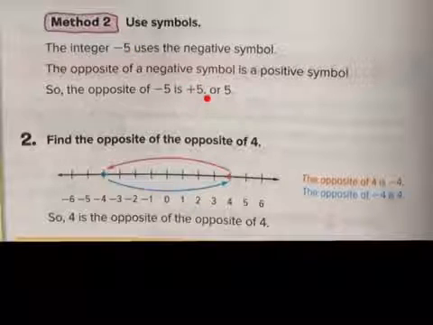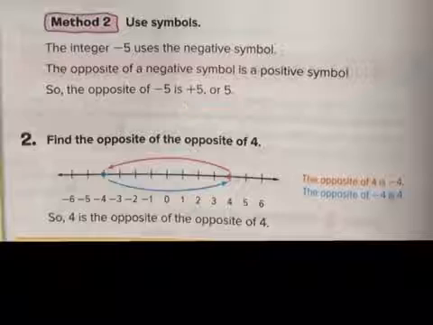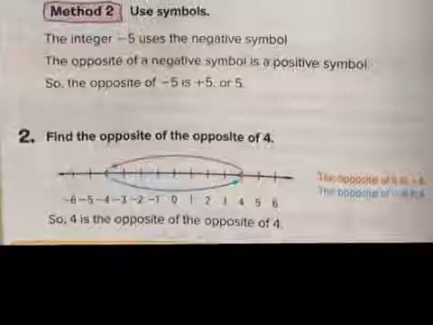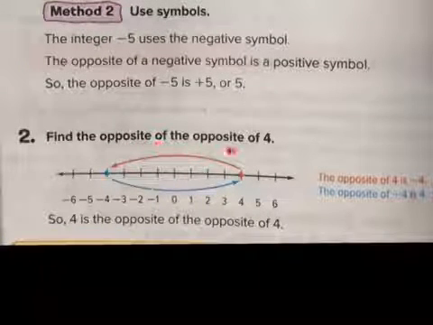But we don't write +5 when we're writing natural numbers. We simply write 5. And finally, find the opposite of 4.